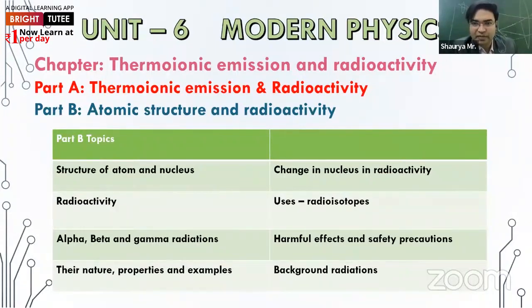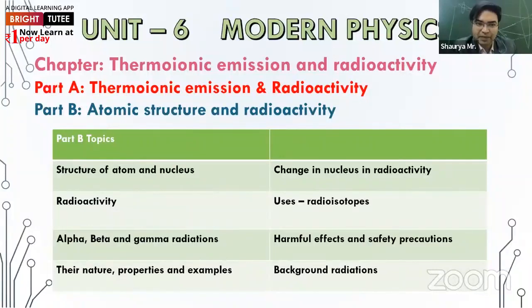In this unit 6, modern physics, we had two parts. First part is thermionic emission, which has totally been removed from the syllabus. So I have not even cared to mention its subtopics. The second part, which is atomic structure, the nuclear structure, and radioactivity, those subtopics have been penned down.